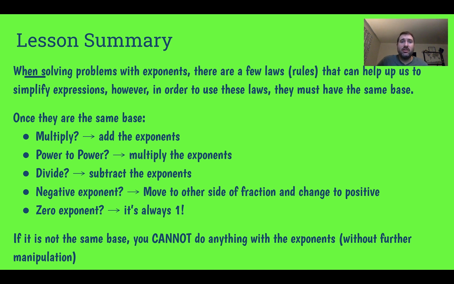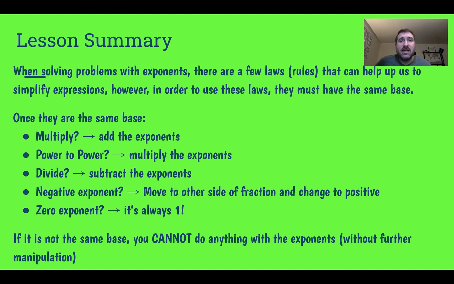Once they're the same base, then we apply our rules. If you are multiplying them, add the exponents. If it's a power to a power, multiply the exponents. If you're dividing two things with the same base, subtract the exponents. If you see a negative exponent, especially in your answer, move it to the opposite side of the fraction and change the exponent to positive. Finally, we had 0 exponents. If you see an exponent of 0, that part of the expression is equal to 1.